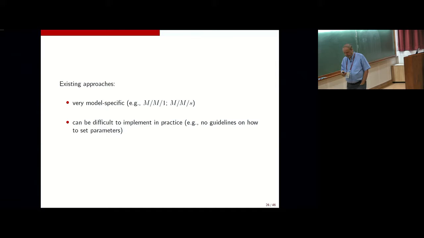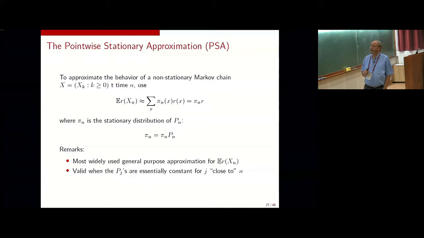Okay, so here's the most obvious approximation that people have used historically, the so-called pointwise stationary approximation. It goes back a long time. The pointwise stationary approximation says we'll approximate the behavior of the system at time n by assuming that whatever transition dynamics are being used at that time are representative of the transition dynamics in some interval around that. And then you assume that the system reaches equilibrium within that neighborhood of times. As a consequence, we can substitute the equilibrium distribution that goes with the one-step transition matrix associated with time n, and use that as an approximation for the distribution of the system at time n.